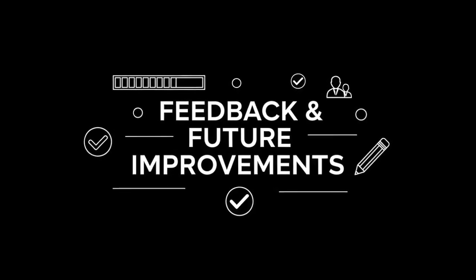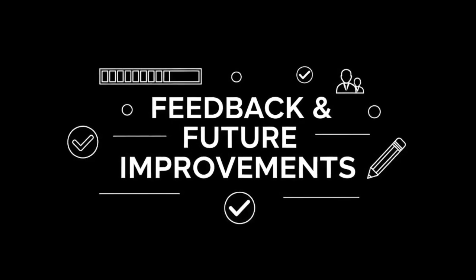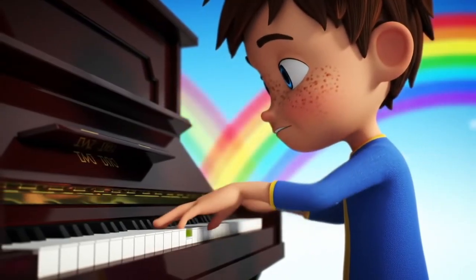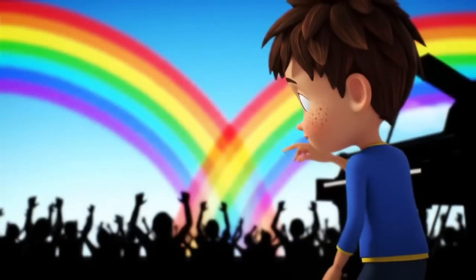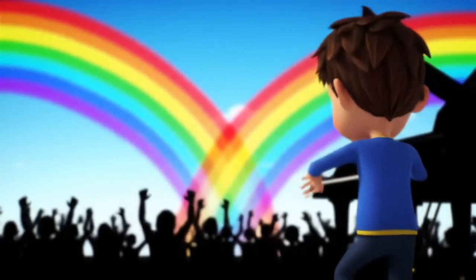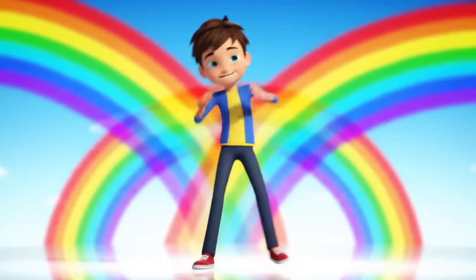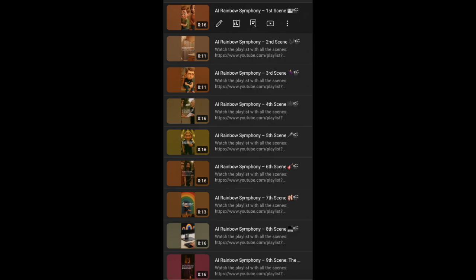Feedback and future improvements. The story wasn't clear enough. While it was obvious to me that Sam was talented but shy, and that the rainbows guided him to follow his dreams, viewers found it confusing. To address this, I cut the video into smaller shorts, using YouTube's remix feature, adding text explanations for each scene. However, this wasn't an ideal solution.